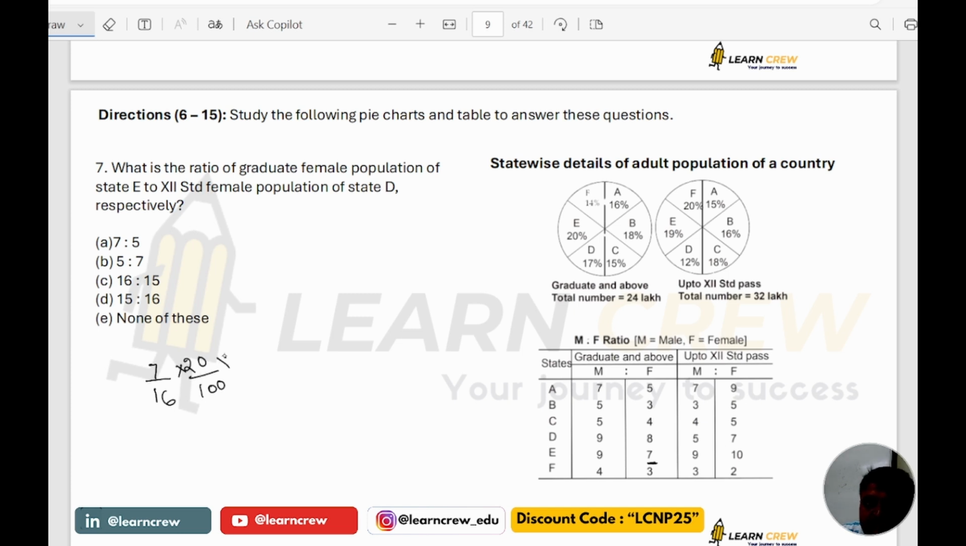20% of 24 lakhs. Okay, this is to the 12th standard female population of state D. So 7 by 12. Total is 12 parts here. 7 by 12 is female. Out of D is how much here? 12 percentage. 12 by 100 into 32 lakhs.